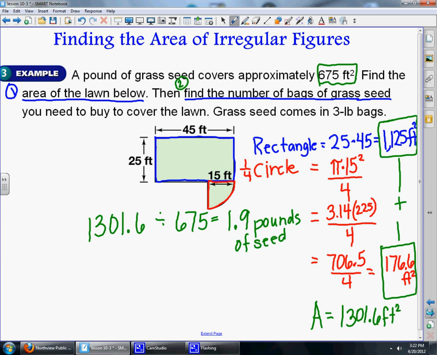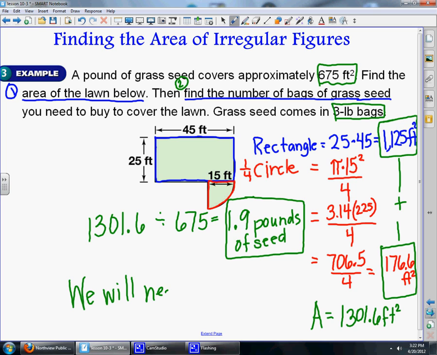Now the very last part of the problem tells us that when you go to the store, grass seed comes in 3-pound bags. So how many bags are we going to need? We will need only 1 bag, because 1 bag is 3 pounds, and we need just about 2 pounds of grass seed, so we'll have about 1 pound left over. So it's a multi-step problem.